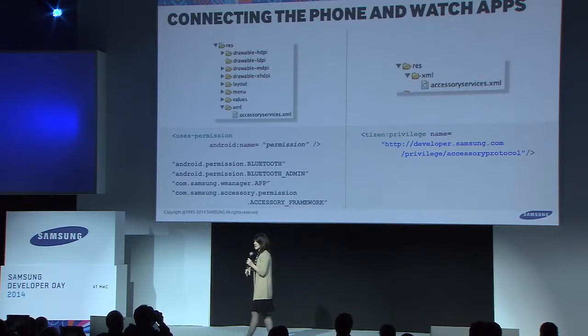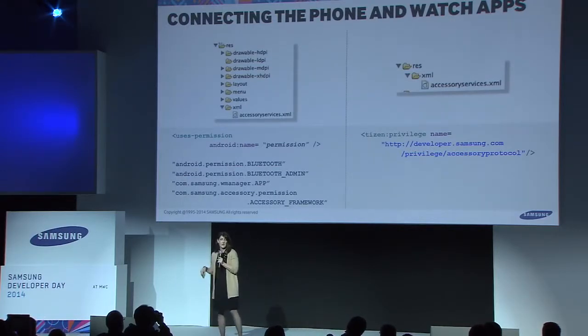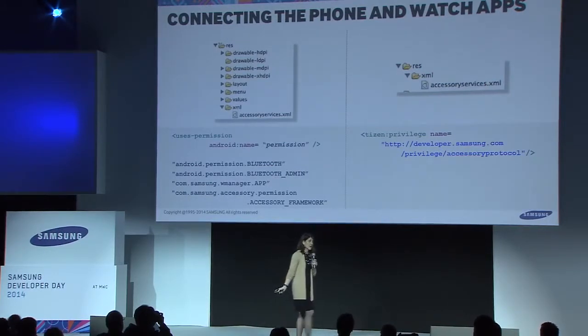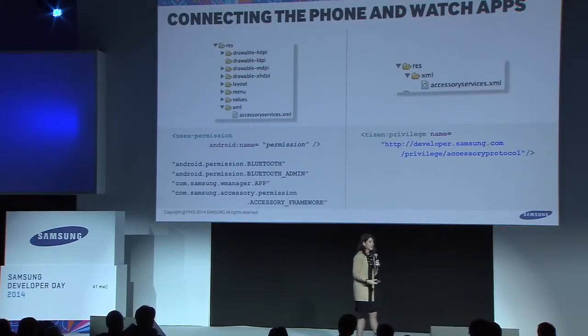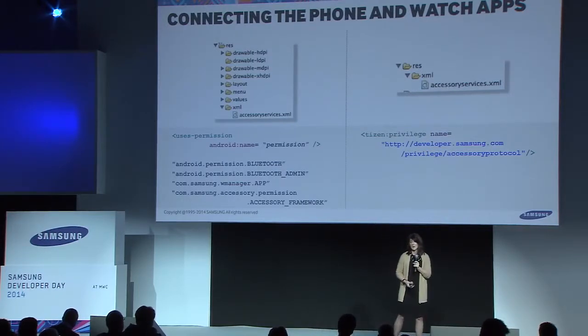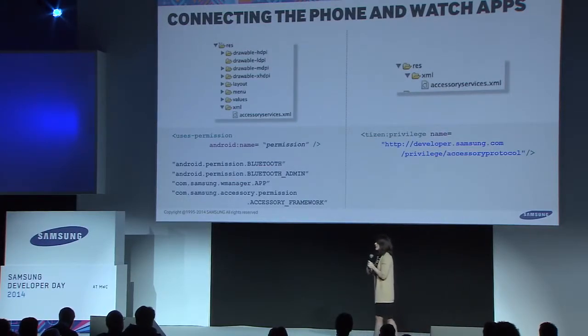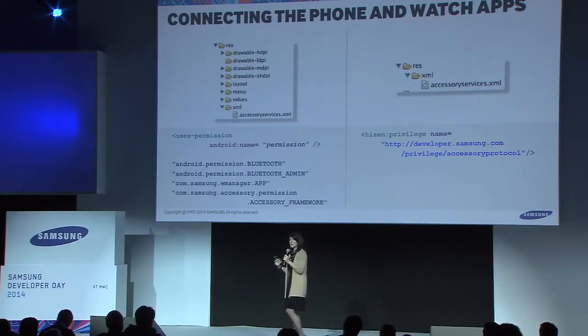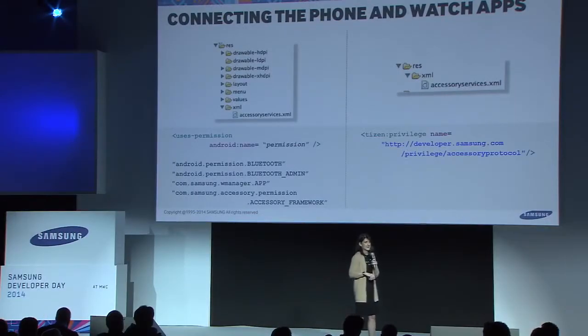Two other pieces you need to know about to use SAP. I did mention the accessory services XML file on the provider side in Android. You also have to have that same file on the web app side. And you have to remember to define your permissions. You have to request Bluetooth permission. If you're going to do device discovery, you have to require Bluetooth admin permission. You have to request permission to integrate with the Gear Manager, and you have to request permission to use SAP. On the wearable side, it's one permission. It's the permission to use the accessory protocol.